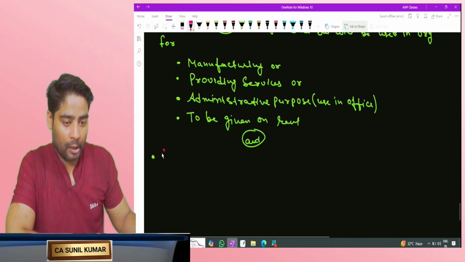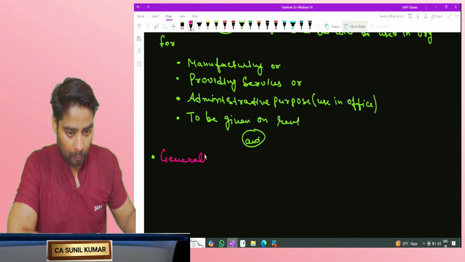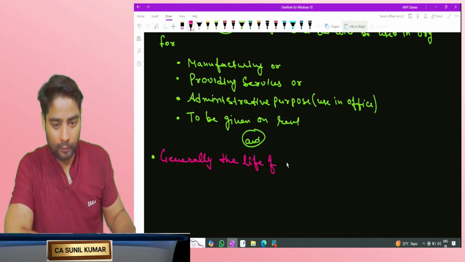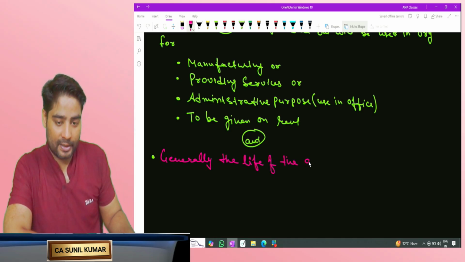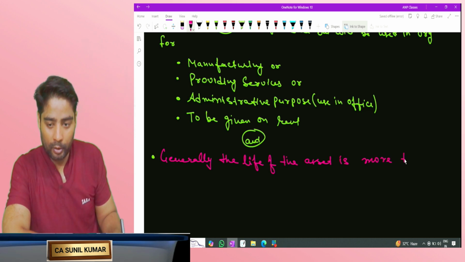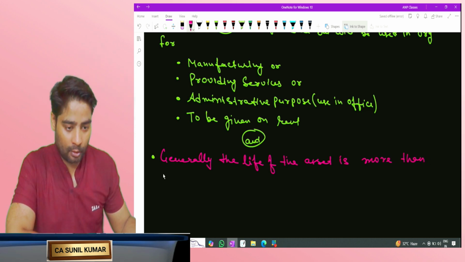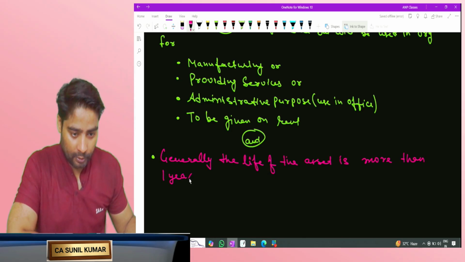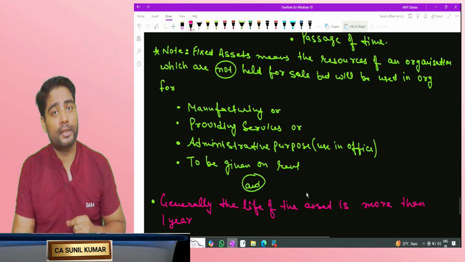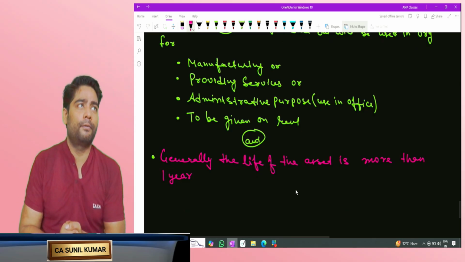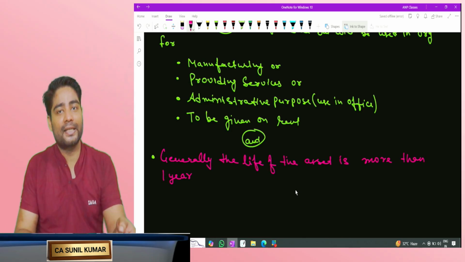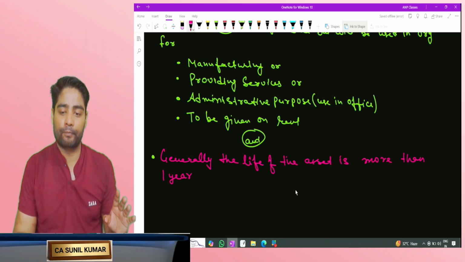Write down, generally the life of the asset is more than 1 year. Okay, so what is our assumption for fixed asset? Sir, our assumption, I can say that actually the life of the asset is provided by the manufacturer.